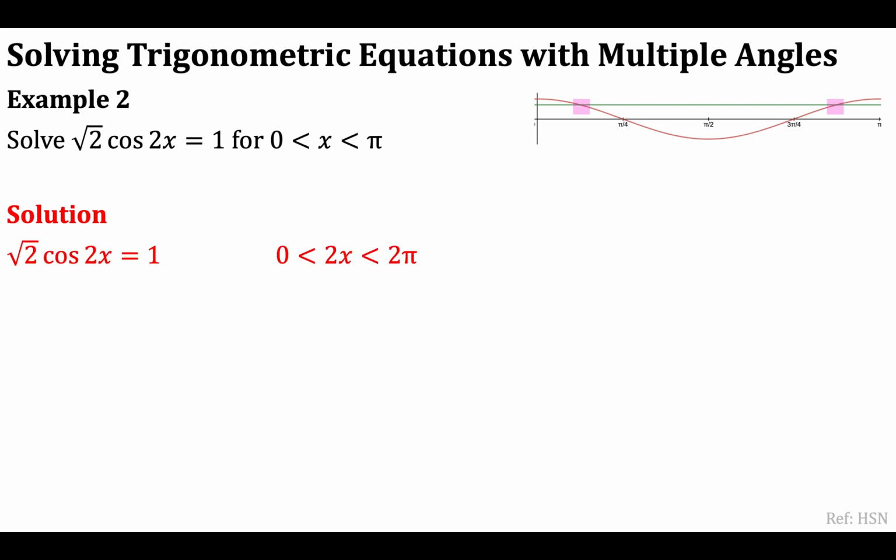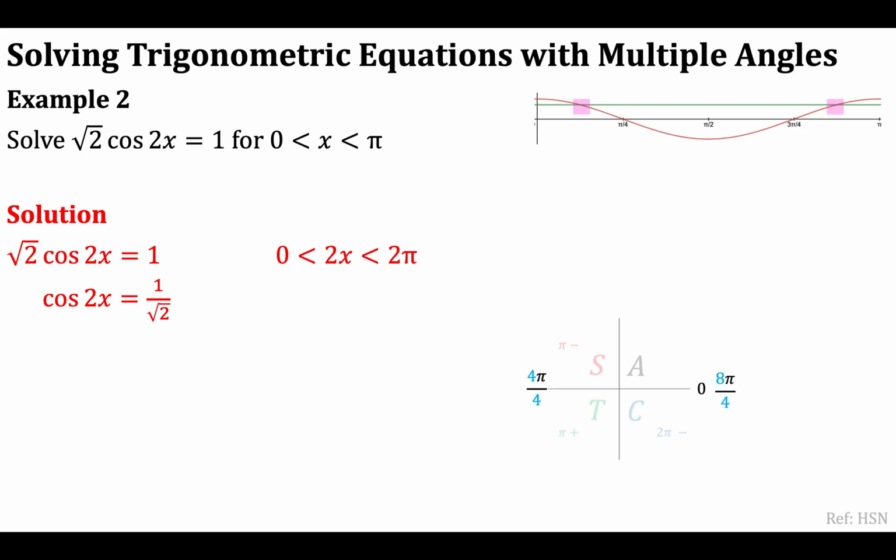So like before, I have the multiple angle 2x, so I'm going to adjust my range this time as well. So it was x lying between 0 and pi, so it's now 2x lying between 0 and 2 pi. I'm going to divide throughout by root 2 to get cos 2x equals 1 over root 2. And again, I've got alarm bells going off in my head because I know that this is one of my exact values.